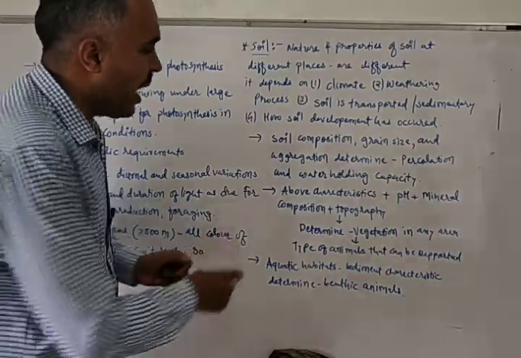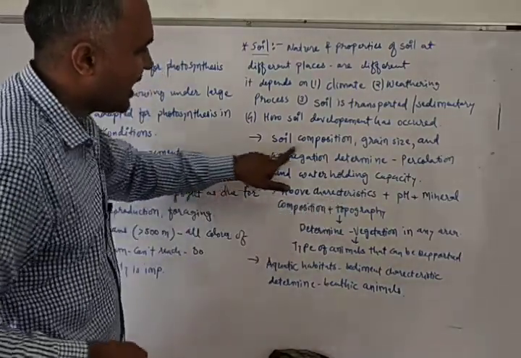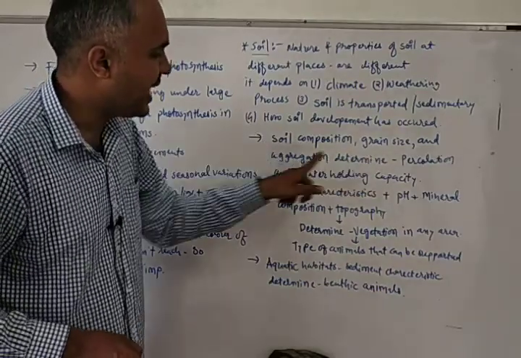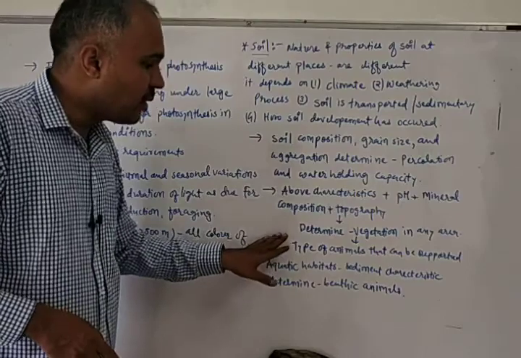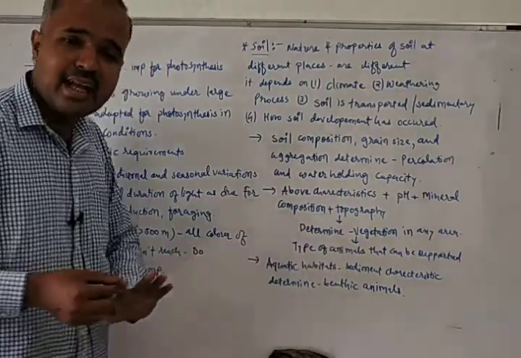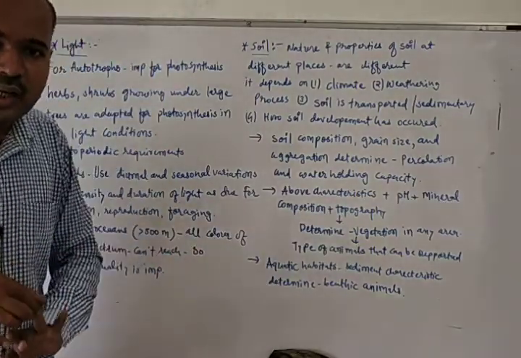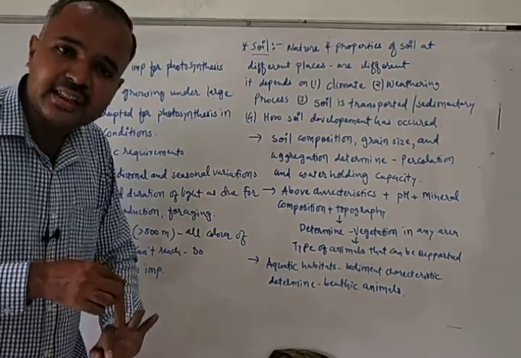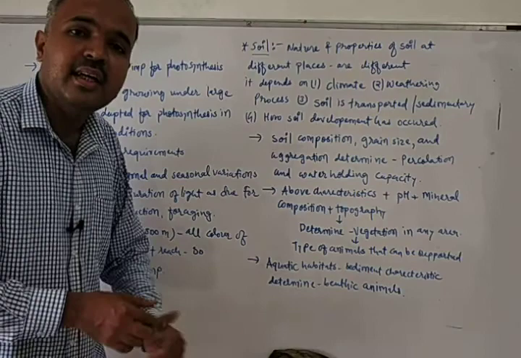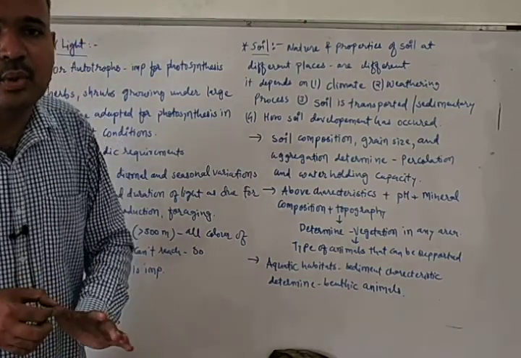Then, the above characteristics, soil composition, grain size and aggregation, plus pH, mineral composition and topography, together will determine the type of vegetation that can be supported by the soil.